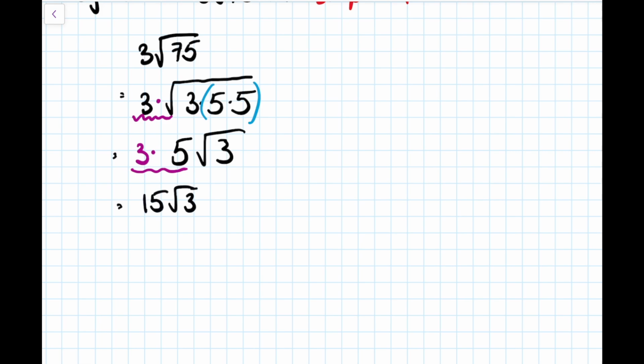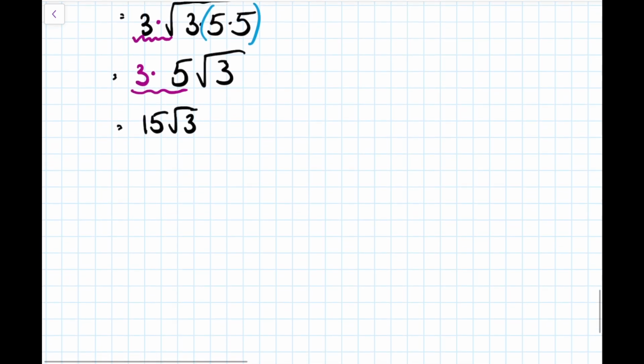So if you pull anything out of a root and there's already something on the outside, you just multiply whatever's already out there with what you pulled out. So it's not too much more difficult. So see if you can apply that to this next one on your own. So we're going to have 10 cube root of 72. So give this one a shot, come back, we'll do one more quick one, and then we're going to try going the other direction.